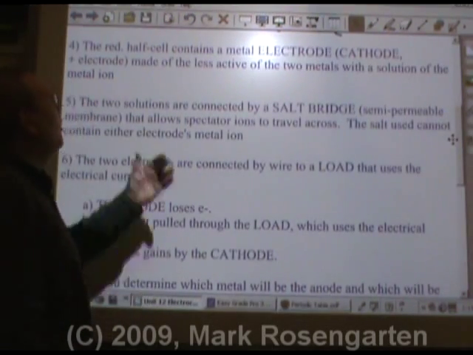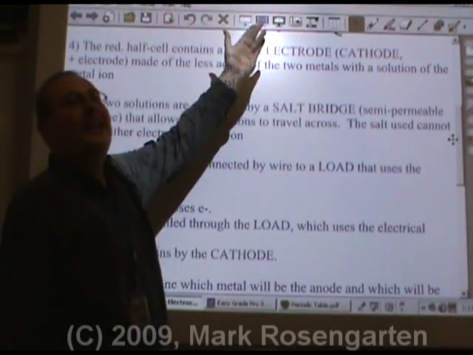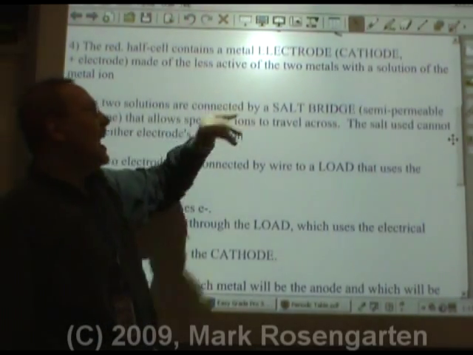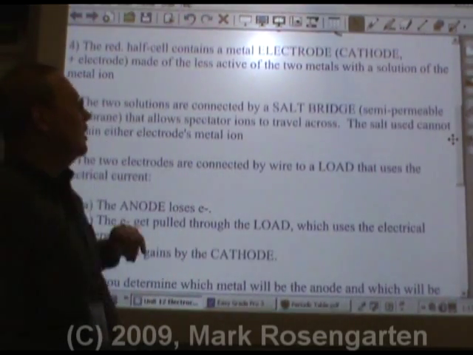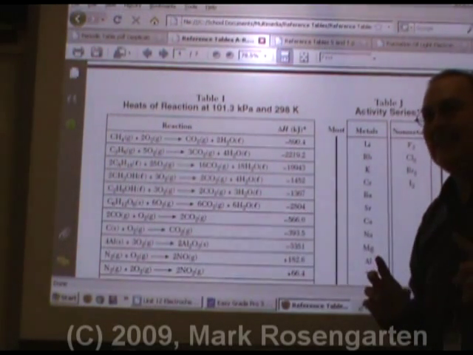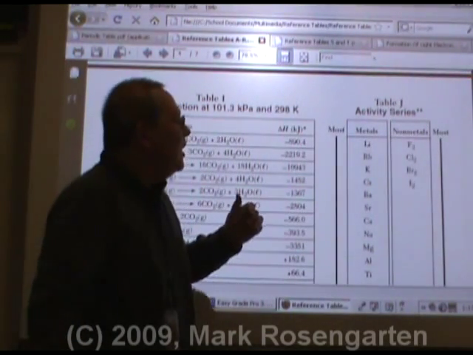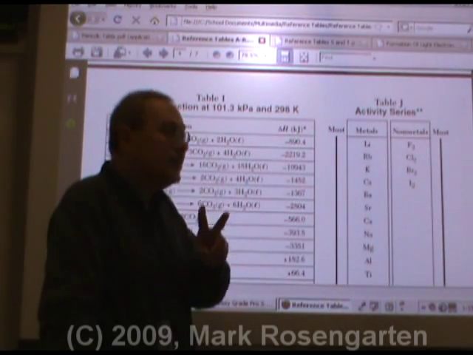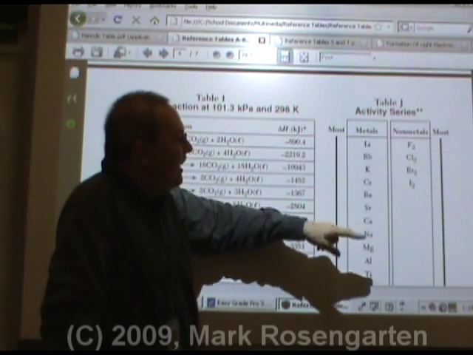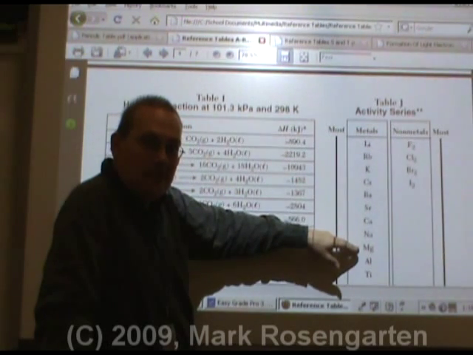The other side of the cell, the reduction half cell, contains a metal electrode which we call the cathode, or the positive electrode, made of the less active of the two metals with a solution of the metal ion. Now once again, how do we know which metals are active and which are less active? It's down to reference table J. So if your two metals that you're going to use for your cell are calcium and magnesium, the calcium is the more active metal, the magnesium is the less active metal.